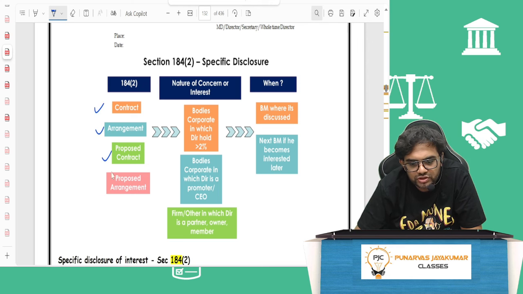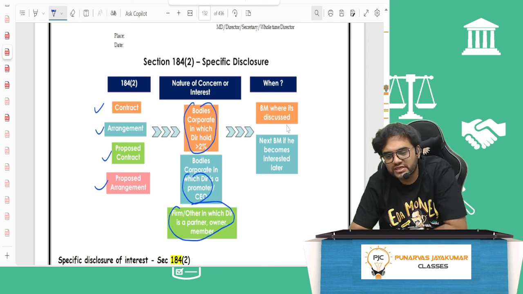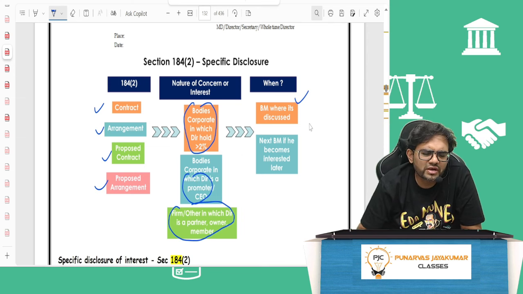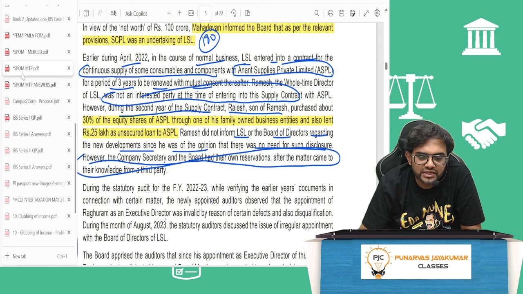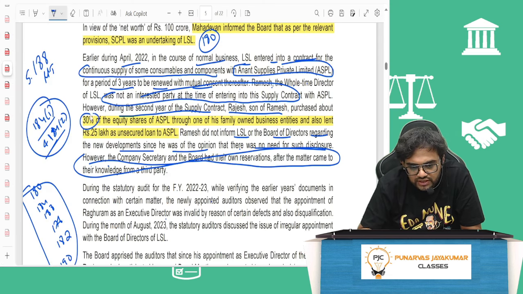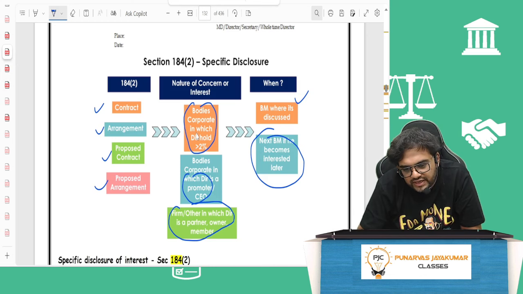Contract arrangement, proposed contract, proposed arrangement. Bodies corporate in which director holds more than 2%. Bodies corporate in which director is a director or promoter or CEO. Firm or other entity in which director, partner is owner or member. Where should it be discussed? Either the board meeting where it is discussed, or if you become interested later, the next board meeting. Who is holding the shareholding in that company? Is it him or is it the son? Son is holding 30% equity shares. Here they say director holds 2%.